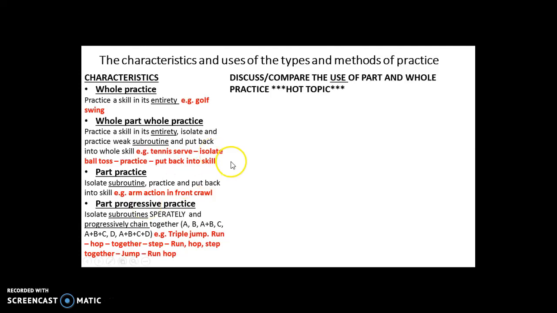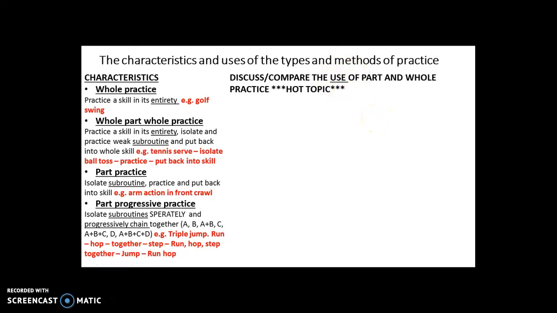Now your job is just to make sure that you can put those into sentences and examples. Now I did say to you the type of question, and I'll put here as a hot topic, the type of question you could get is to discuss or compare the use of part and whole practice. You've got to get this idea then that when it talks about the use of, it's when it would be used most effectively. So we need to know the advantages and disadvantages.